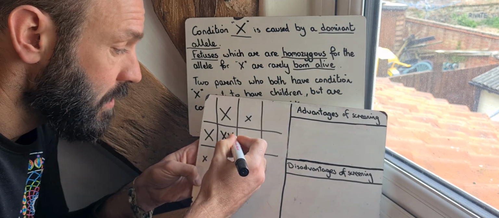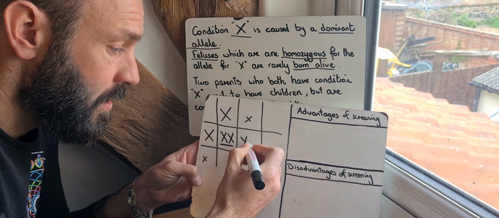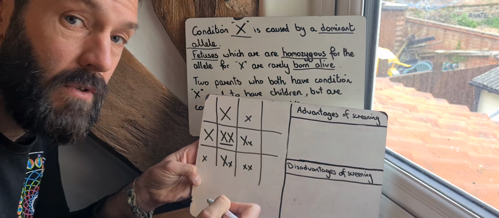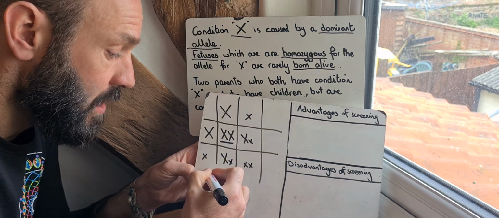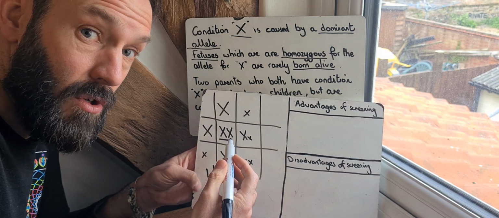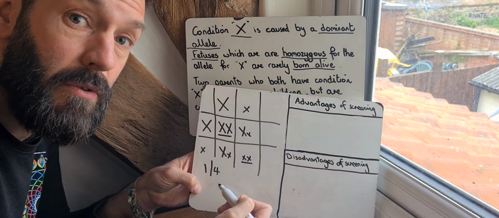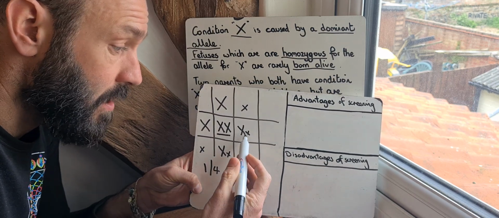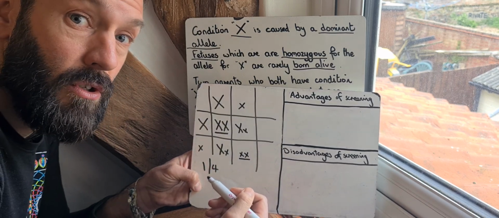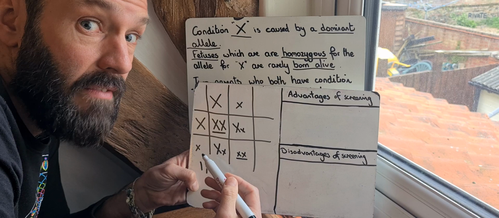So we can put those in. We can have homozygous for the dominant allele. We can have heterozygous, and we can have homozygous for the recessive allele. So if you see this here, there's a 1 in 4 chance of the fetus not making it out alive. Okay, there's a 1 in 4 chance of the baby being healthy, and there is a 50% chance of the baby being a carrier but not necessarily suffering from the disease. So it's a quite high chance that the fetus will have it and will die.